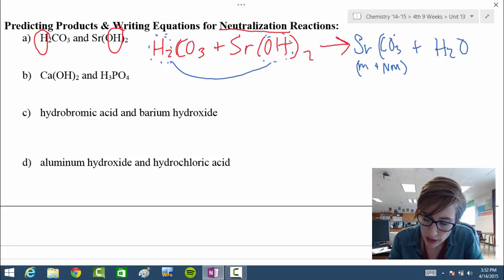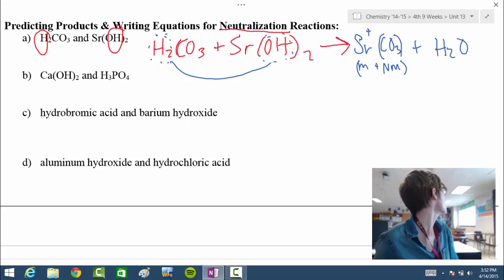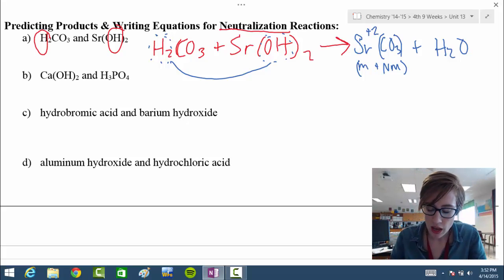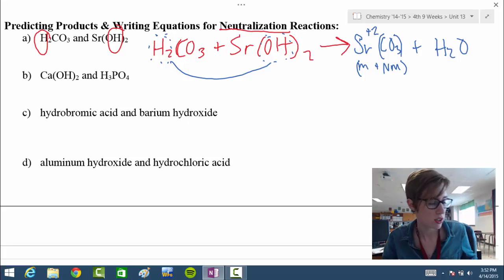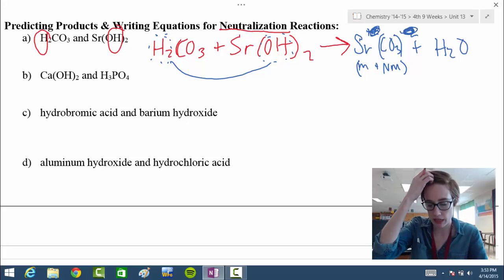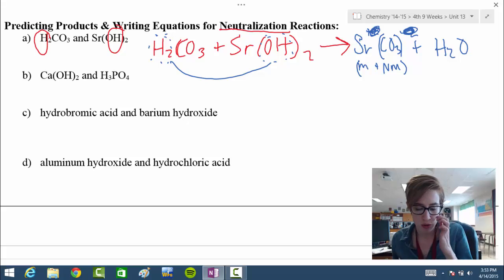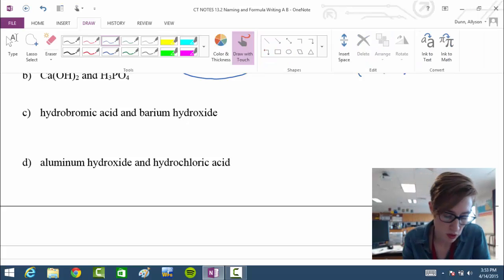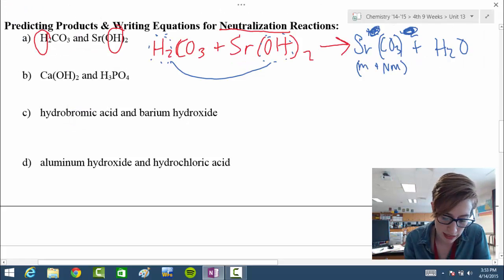Now before I can move on, I've got to even out charges, right? Strontium's charge, because it's in group 2, is +2. And carbonate's charge, I look on the polyatomic chart, its charge is -2. So those charges automatically even out. So I don't need to add any more strontiums or carbonates. So that is my formula. And then lastly, before I can move on, I just need to make sure it's balanced.